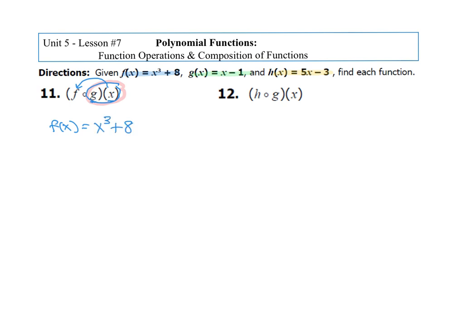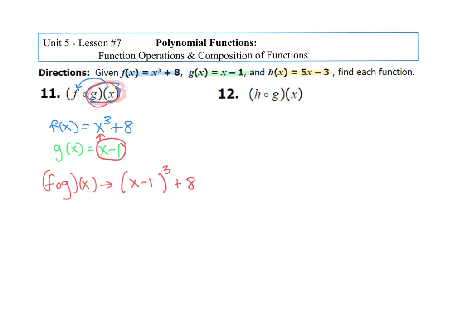And g of x is x minus 1. So this whole thing, the x minus 1, that is the g of x, and we circled it up here. So this x minus 1 is going in for x's in the f equation. So what would that look like? We would say our f of g of x will be equal to, we're going to put parentheses, and we're going to put x minus 1 inside there, and then cubed. We just substituted x minus 1 in for the x, and then plus 8.